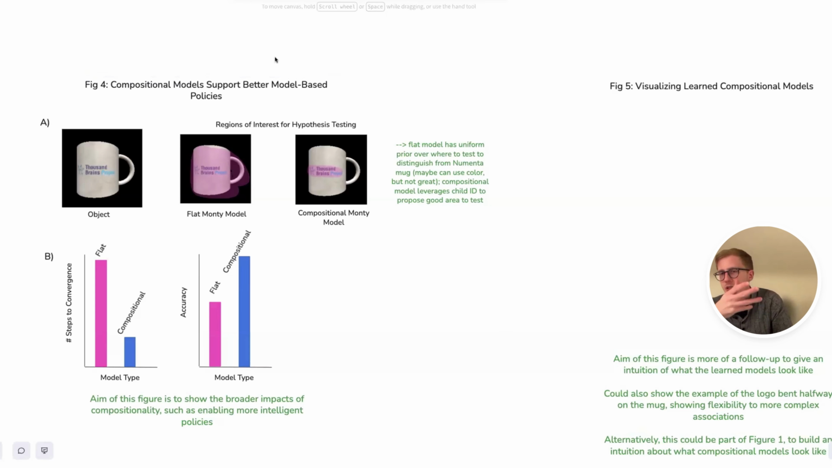But in terms of a concrete example in Monty today, it would be a pretty small change to get this to work. So you have an object like this, again, with the flat Monty model, if it does its existing hypothesis testing policy, where it's trying to distinguish, okay, am I looking at the TBP mug or the Numenta mug? It doesn't have a good way of finding where those models differ. It could maybe look in color space, but that has various issues.